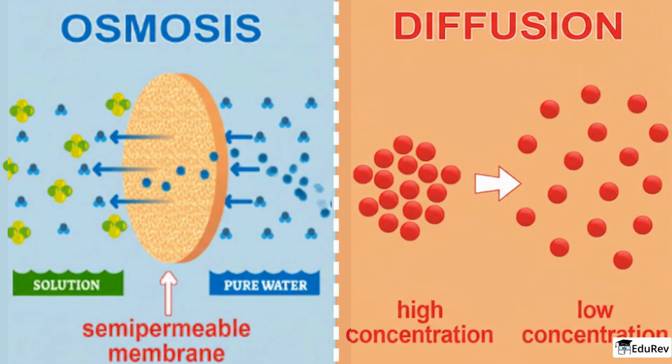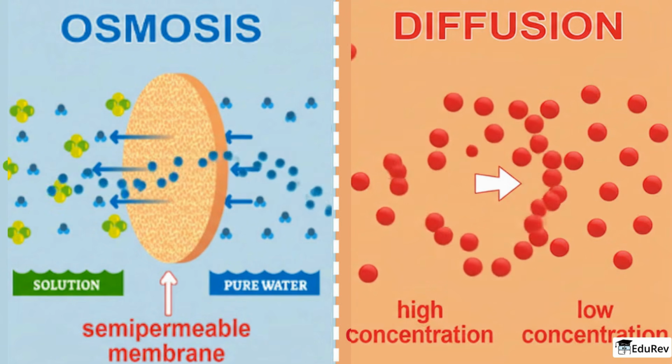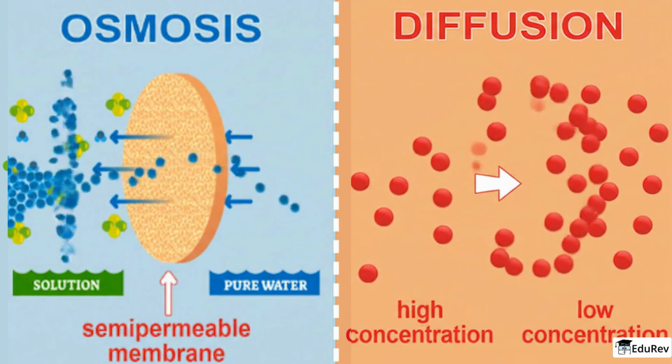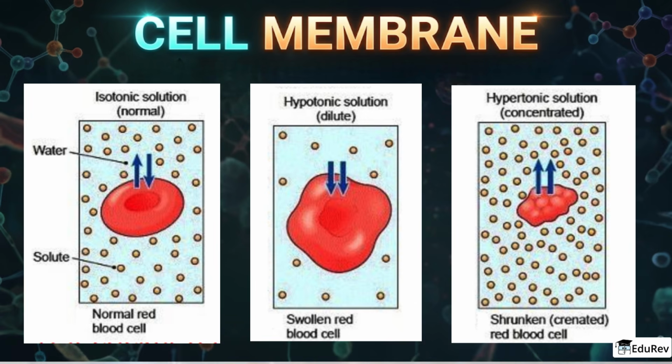Particles move naturally from higher to lower concentration by diffusion, and water moves through a selectively permeable membrane by osmosis, from dilute to concentrated solutions until balance is reached. Solutions affect cells differently. Isotonic solutions leave cells unchanged. Hypotonic solutions make cells swell as water enters, and hypertonic solutions make cells shrink as water leaves.